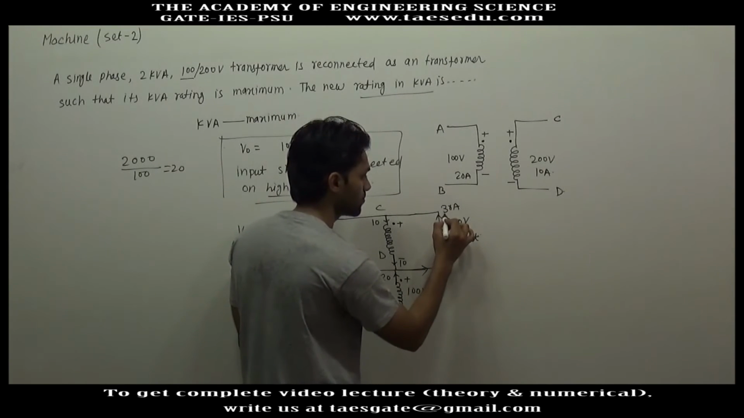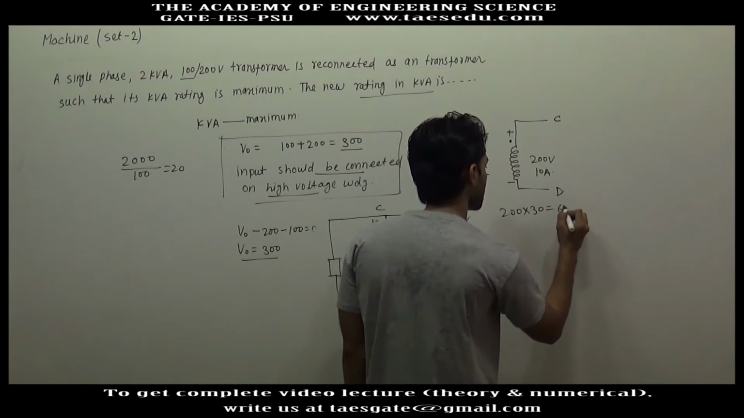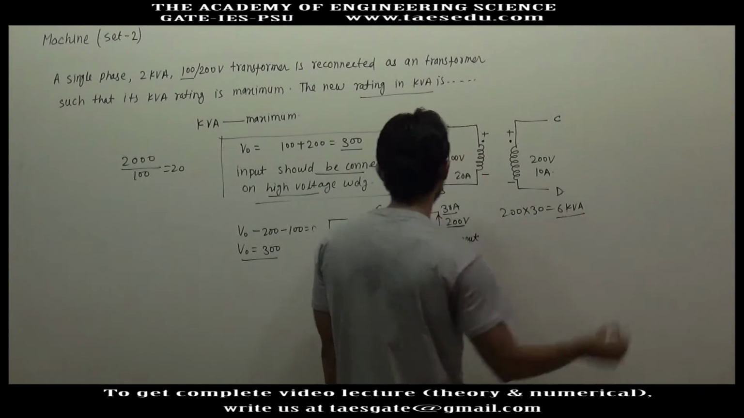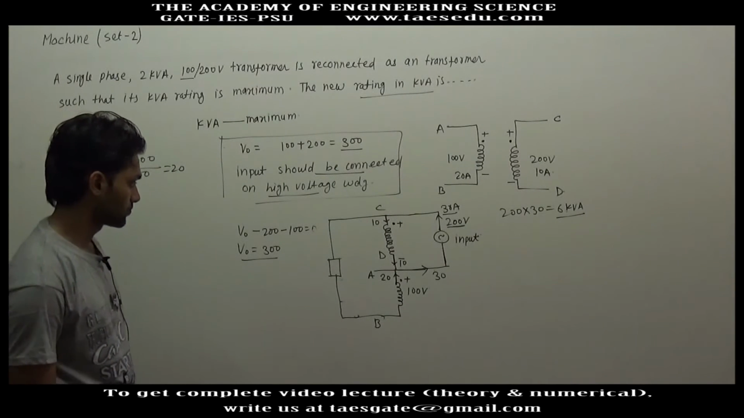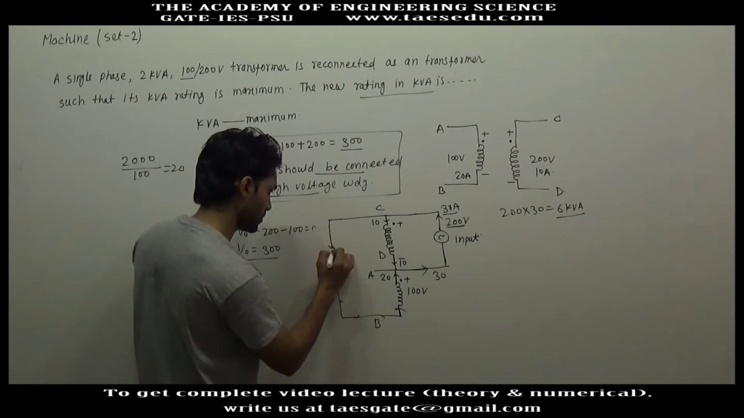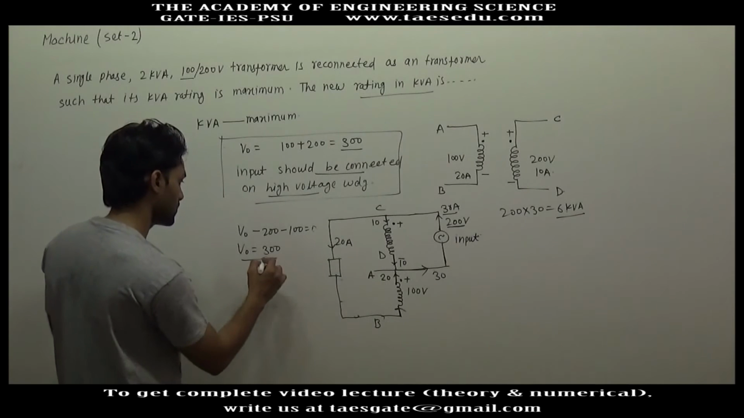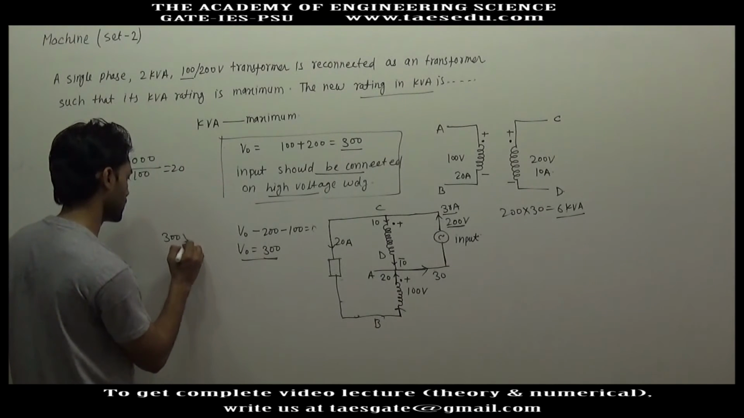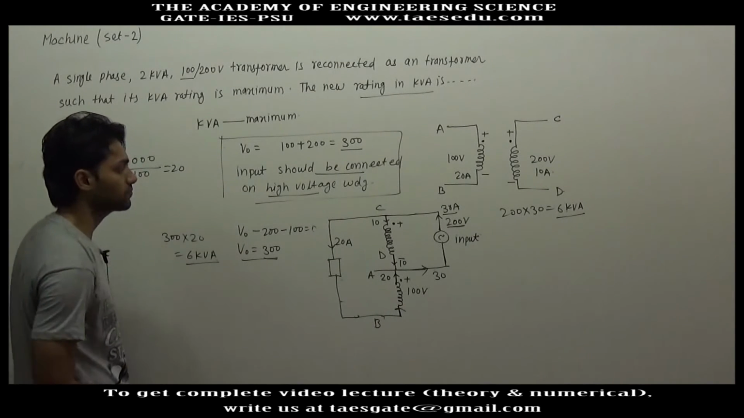So input kVA will be input voltage into input current. 200 into 30, 6 kVA. Similarly, output kVA will be, this current is 20 ampere. So in the load 20 ampere current will enter, and voltage across load is 300. So this will be 300 into 20, again 6 kVA.